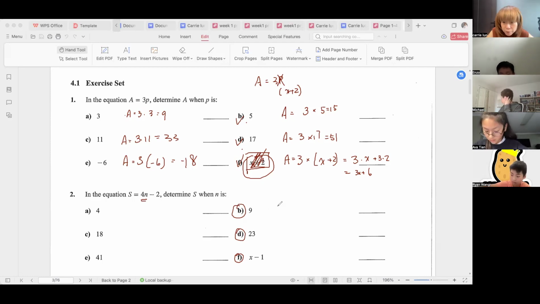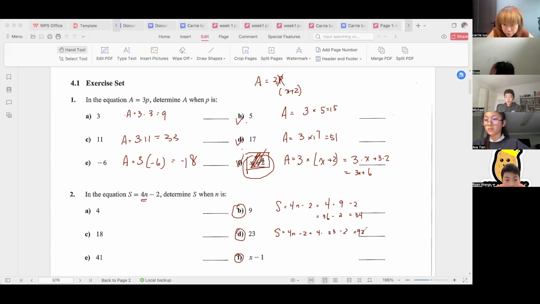Okay, let's take a look at this one. The first one, S equals 4n minus 2. Everybody, n equals 9. Replace n with 9: 4 times 9 minus 2 equals 36 minus 2 equals 34. Okay, S equals 4n minus 2. So 4 times 23 minus 2 equals 92 minus 2 equals 90.